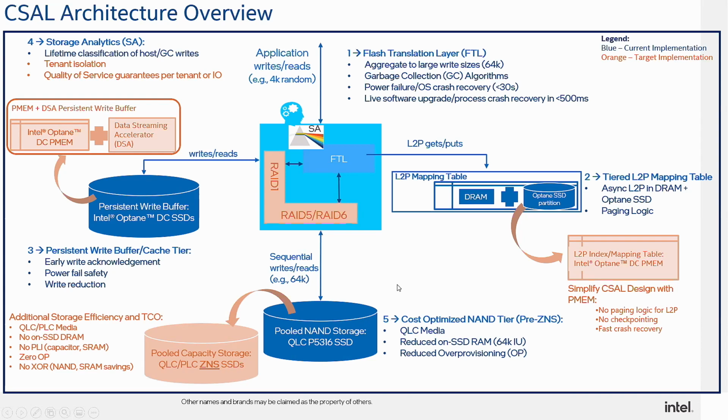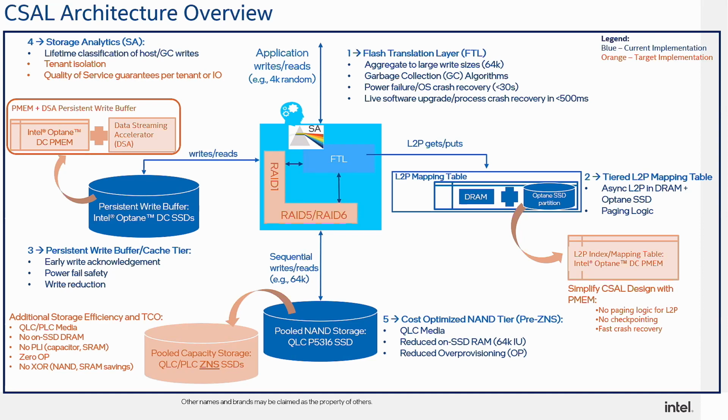And the fifth component that I already built here at the bottom is the cost optimized NAND tier. So this is where currently we are using 5316 QLC drives from old Intel, now it's Solidigm, those drives for the Ali deployment, for Alibaba deployment. We will be migrating over time to ZNS, zone namespace drives. That's where we will unlock full cost optimizations of high density NAND.